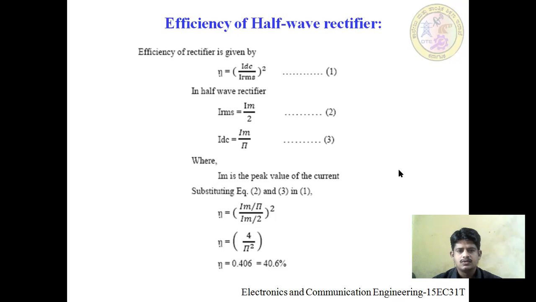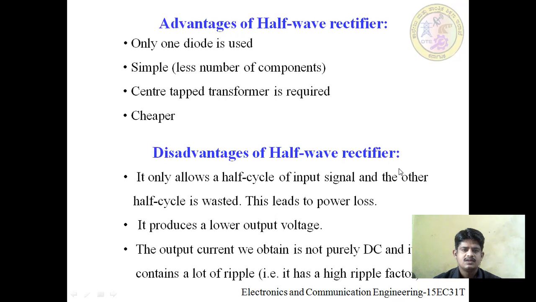Okay, so we'll move to the next topic. Now we'll understand what are the advantages and what are the disadvantages of half wave rectifier. Can we guess what the advantages are? If you remember the structure of the half wave rectifier, then you can express its advantages and disadvantages. So let's go with the advantages. What is the main advantage of half wave rectifier? It is using only one diode. That's the biggest advantage.